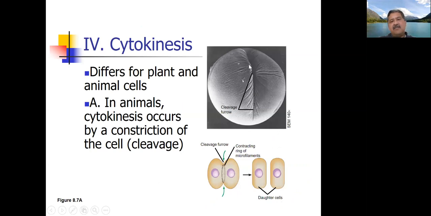Now, this is an animal cell that's starting to go through cytokinesis, and you see what's called the cleavage furrow right here. The cleavage furrow occurs when the cytoskeleton component called the microfilaments start to pull, it's starting to get tighter between the cells, and it cuts it off. And that's what you see in this diagram at the bottom right here. So in animals, cytokinesis occurs by constriction of the cell called cell cleavage.